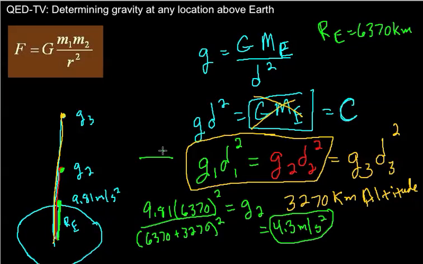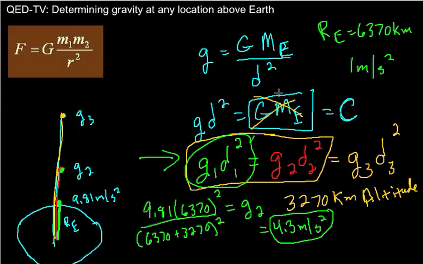So we can use this little ratio here to quickly figure out gravity at any location above the surface of the Earth, because we always know the left half of this. It's always going to be 9.81 times 6,370 squared if we want to leave them in kilometers. And that's always going to equal a new gravity times the distance out to it squared. Okay, so we'll do one more problem. I want to figure out at what altitude gravity will be 1. Where will it be 1 meter per second squared?